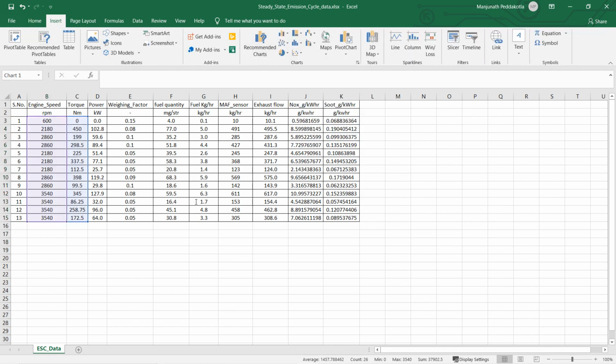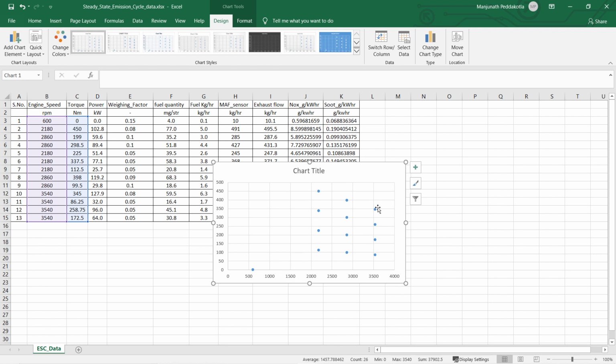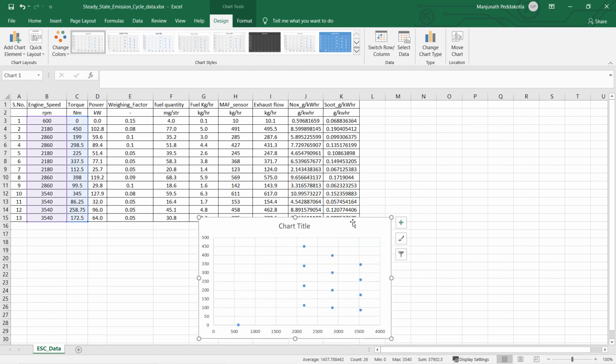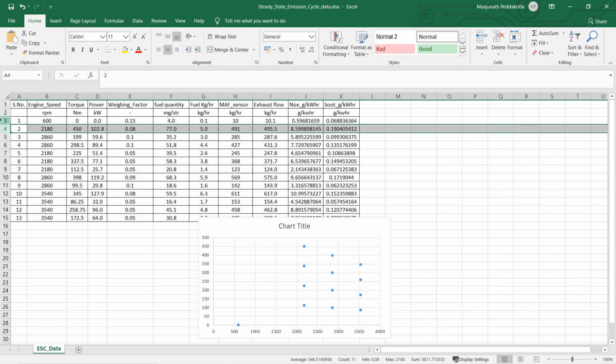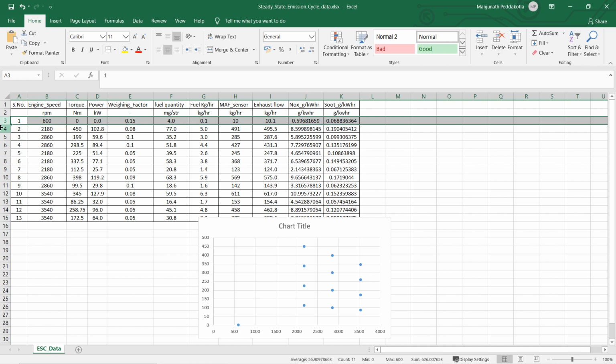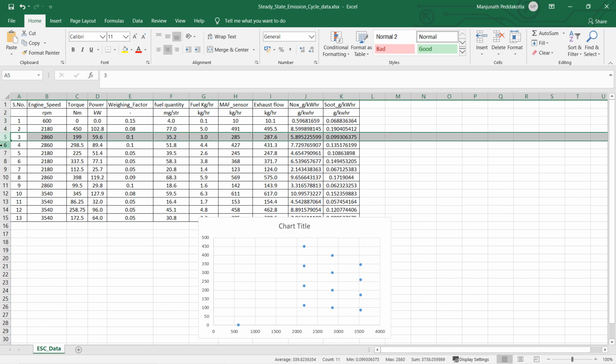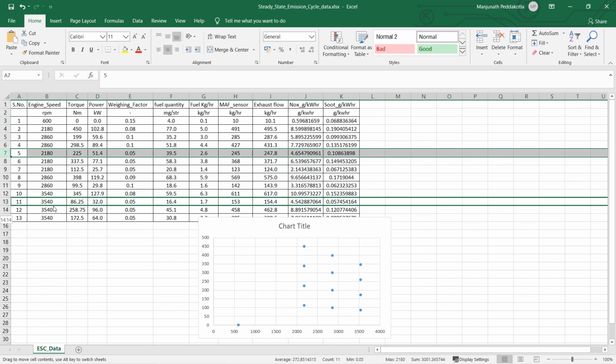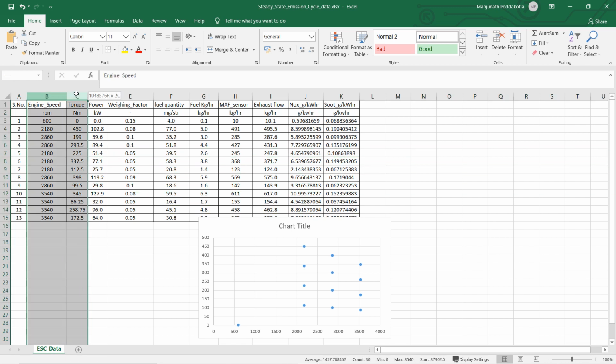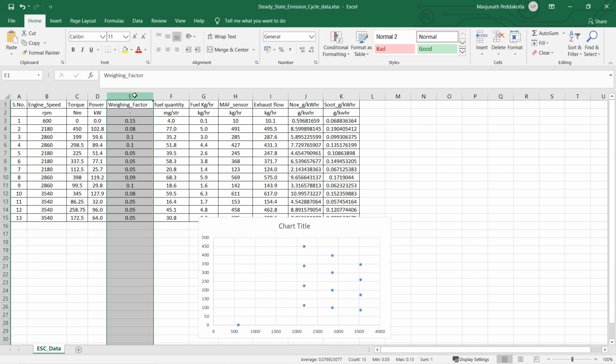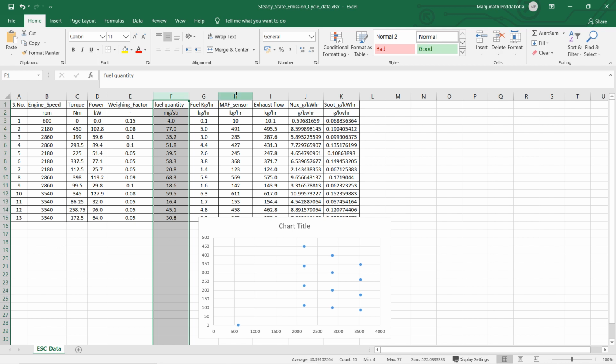We have 13 points here. This shows that the steady state data should be point-wise: first point, second point, third point, fourth point, fifth point, and similarly all 13 points. At these 13 points, when the test was taken, this gives the weighing factor as per the ESC cycle, this is the fuel quantity consumed at this point, and these are the emissions at those points.